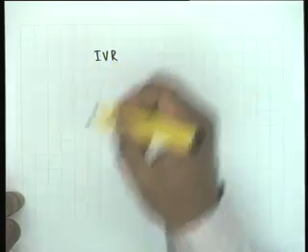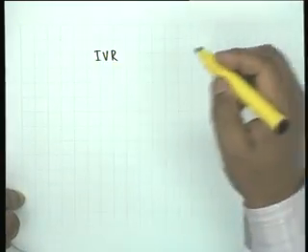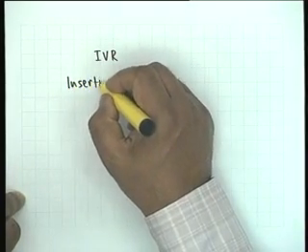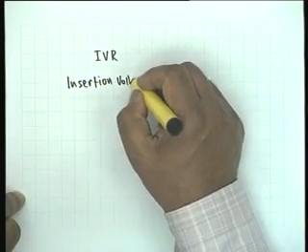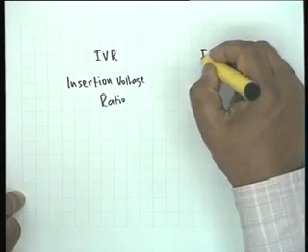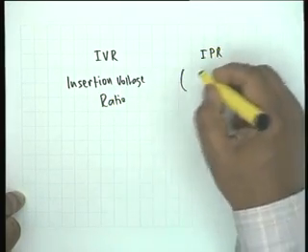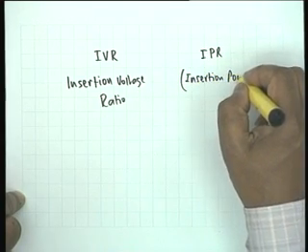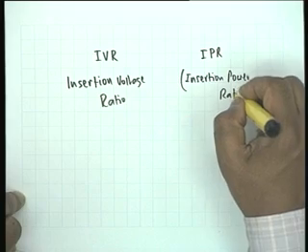All right. Next we consider two other quantities. One is called the insertion voltage ratio, IVR. They are very simple quantities, and the insertion power ratio, IPR. Let me give the definitions first.